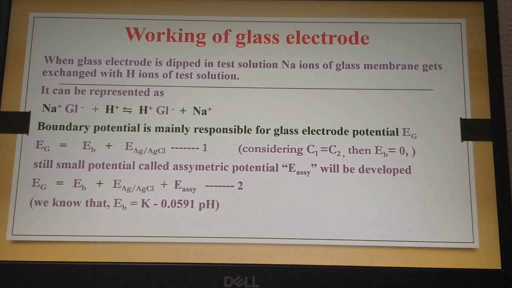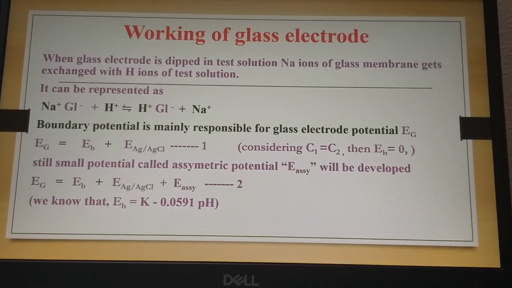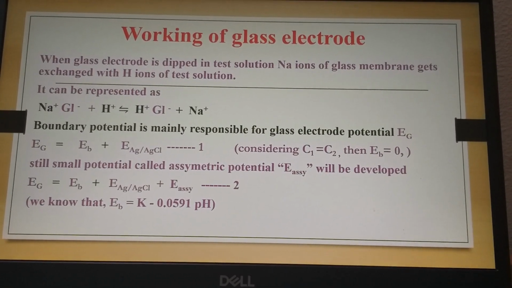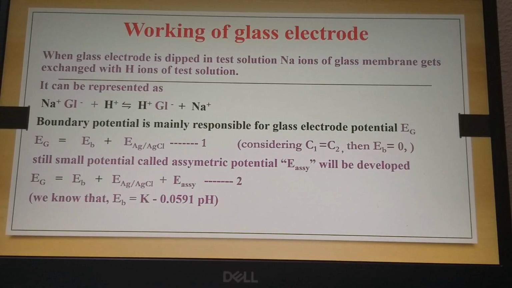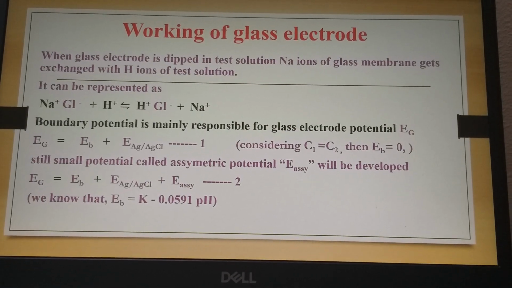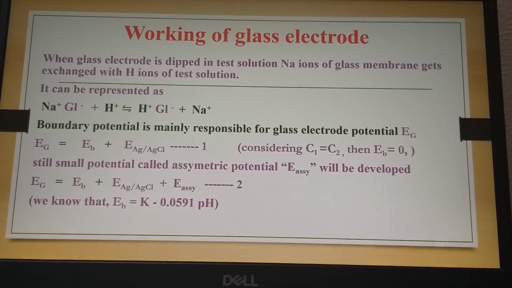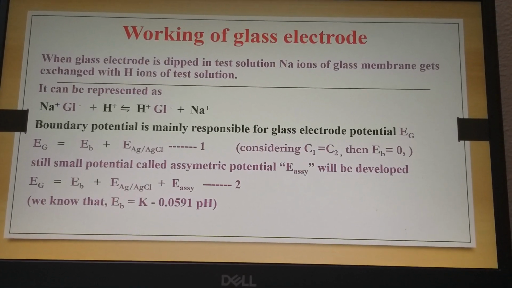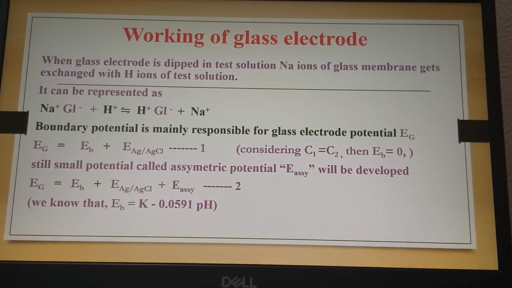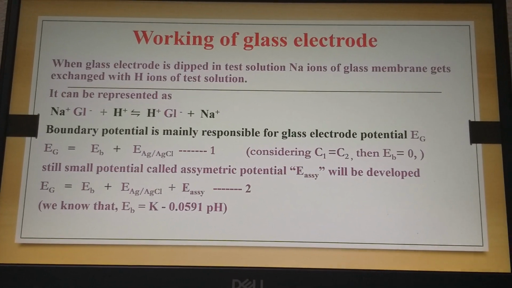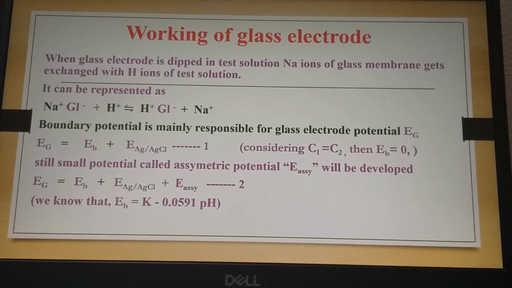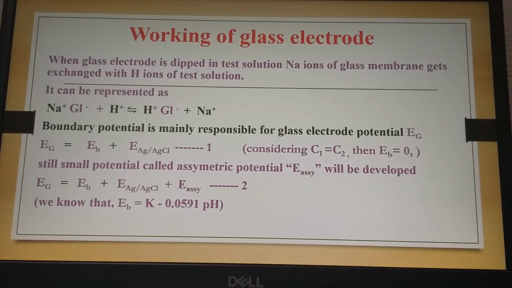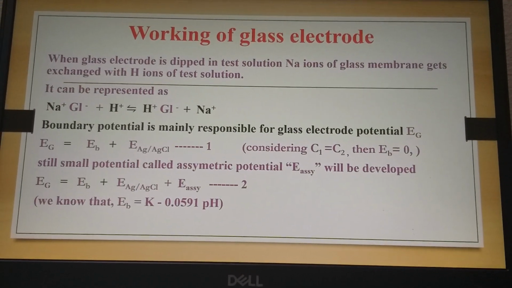Still there will be some potential, and this is due to the layers in the glass material, because we all know that glass is a supercooled liquid and all liquids have layers. So there will be some potential in between the layers of the glass, and this is termed as asymmetric potential. So this cannot be ignored.